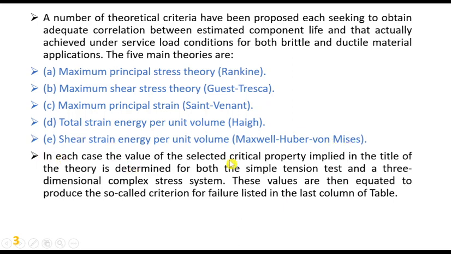In each case, the value of selected critical property implied in the title of the theory is determined. The title shows what is the critical property we are dealing with. The value with respect to that property is determined for both the simple tension test and a 3-dimensional complex stress system. These values are then equated to produce the so-called criterion for failure. So when we equate these two, we have criteria of failure listed in the last column of the table.